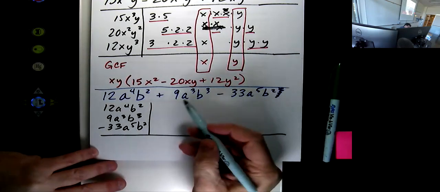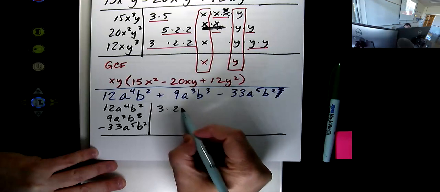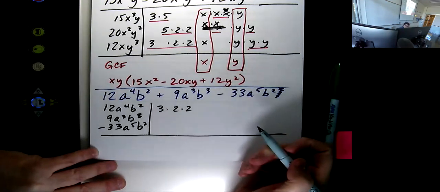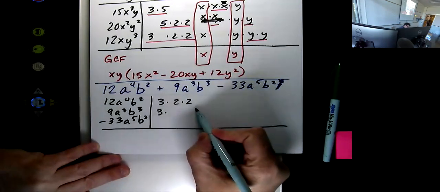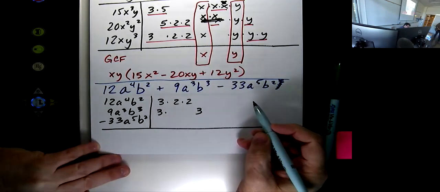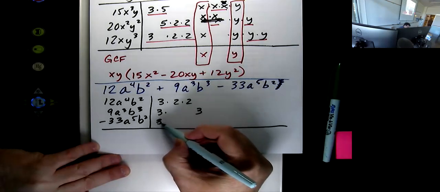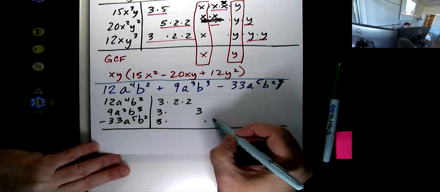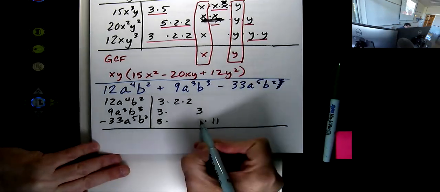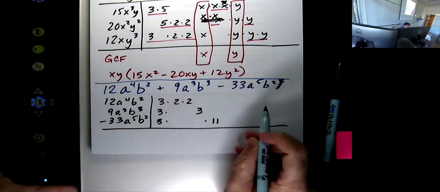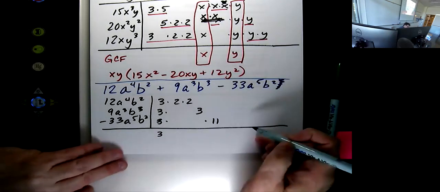So 12 is 3 times 4, which is 3 times 2 times 2. 9 is 3 times 3, so I got one 3. I'll make another column for another 3. 33 is 3 times 11. I'm always putting the number in the first column that has the number in it. Like, I didn't put this 3 over here, I put it under the first column. So it looks like we're going to have a 3 in the GCD.